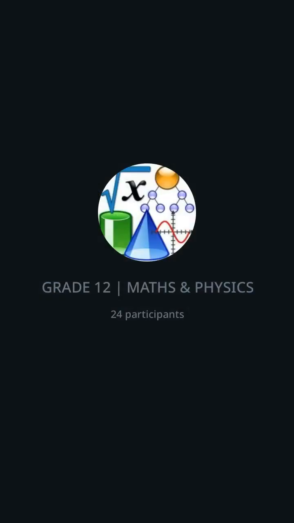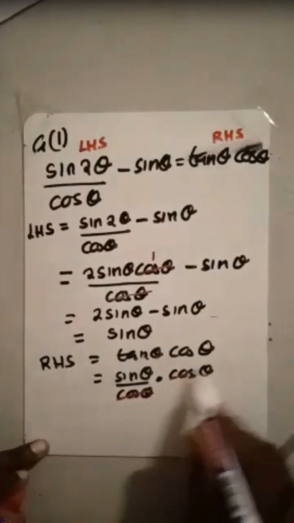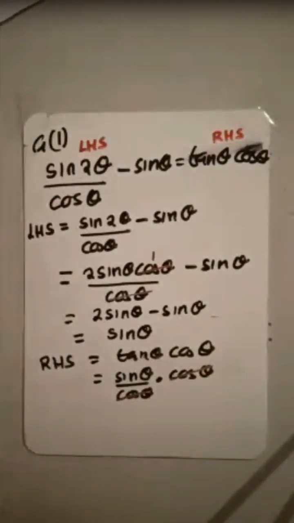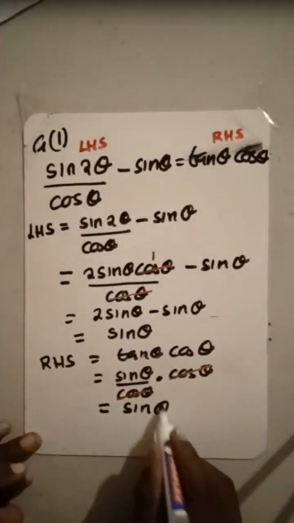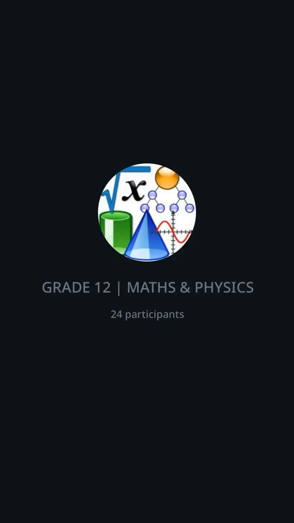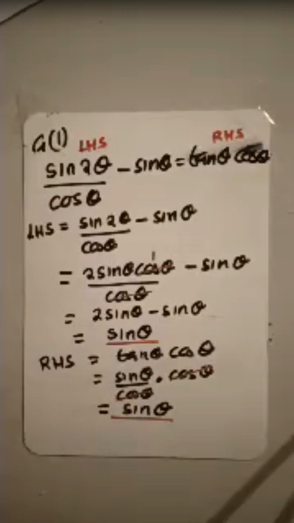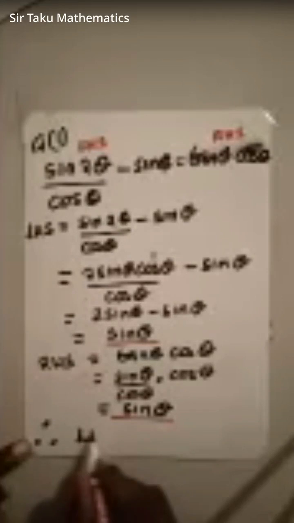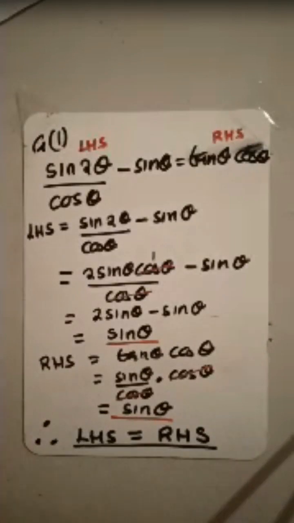They cancel out, because they're dividing. So we are also left with the right-hand side equal to sine theta. So we have worked our left-hand side until it gave us sine theta, and we have also worked our right-hand side until it gave us sine theta. Therefore, you have to give a conclusion to say, therefore, the left-hand side is equal to the right-hand side. Like that. Then you are done.